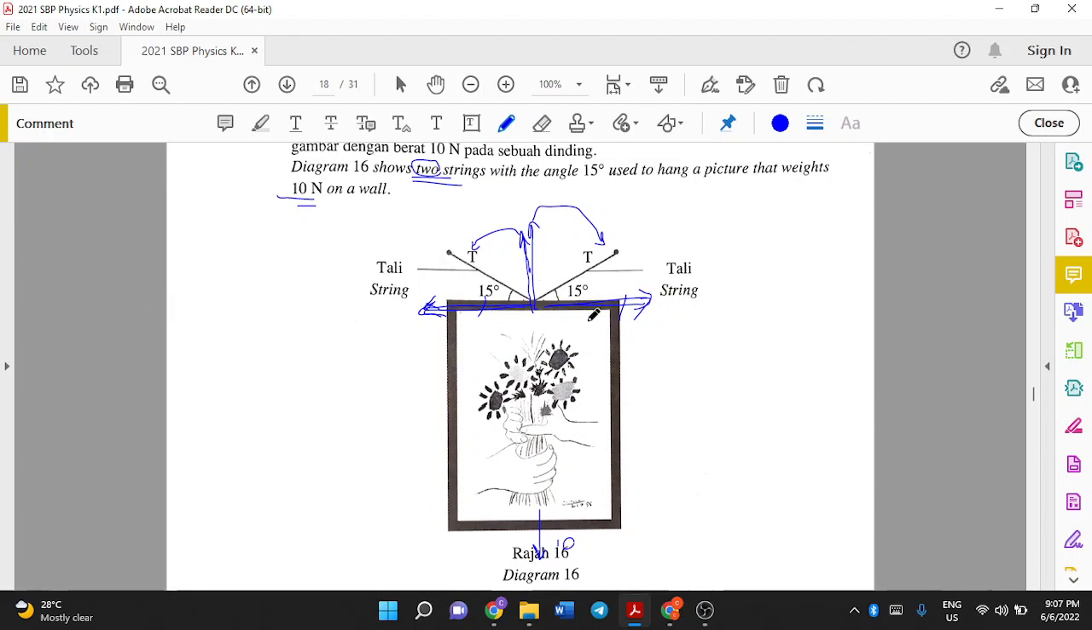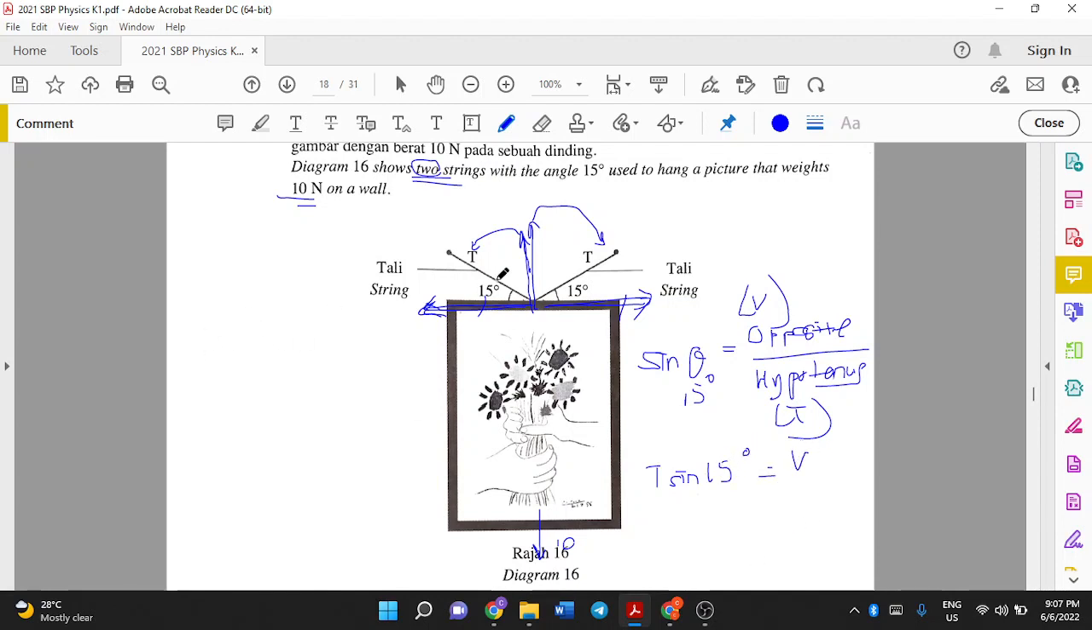How do we resolve the tension? Remember, T, we just use sine theta equals opposite over hypotenuse. Your hypotenuse is T, your opposite should be the vertical component, and your theta should be 15 degrees. So you move the T here, it will be T sine 15 equals the vertical component. So you resolve this T and the right-hand side T. So T sine 15 plus T sine 15 equals 10N, because this is the total upward force.